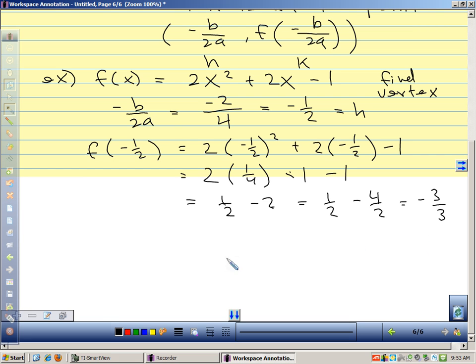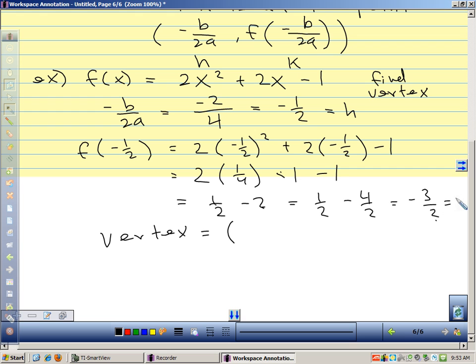So my vertex is going to be at negative 1/2, minus 3/2. That's k. Does that mean the axis is negative 1/2? Yes, so our axis of symmetry would be x equals minus 1/2.